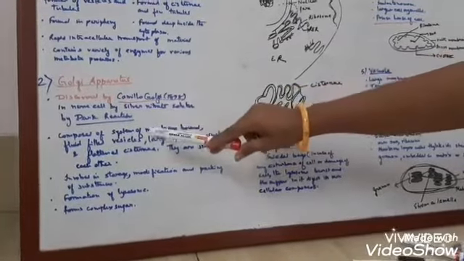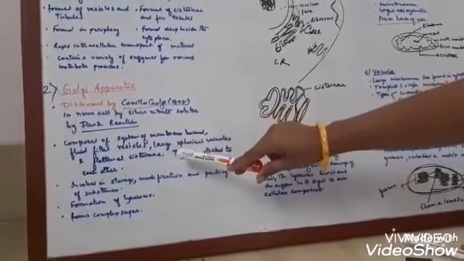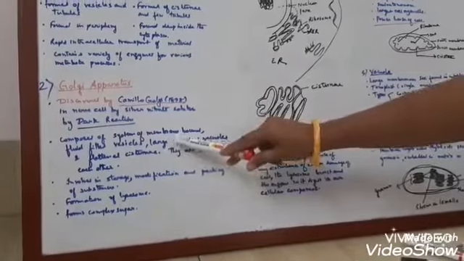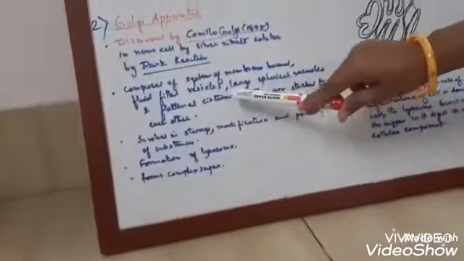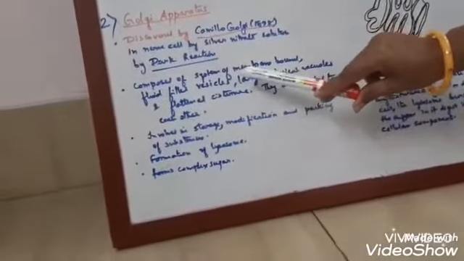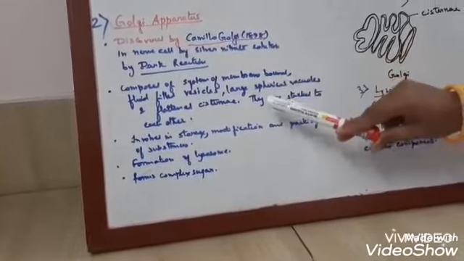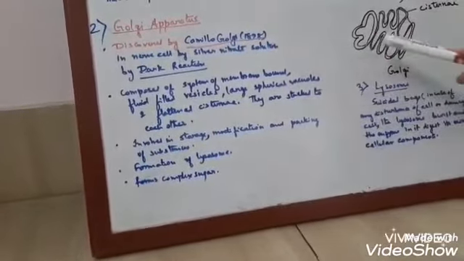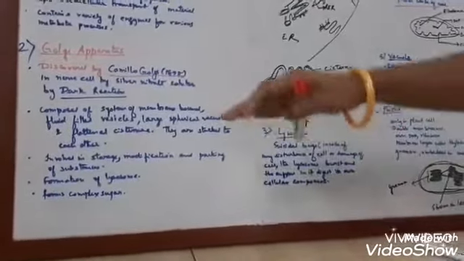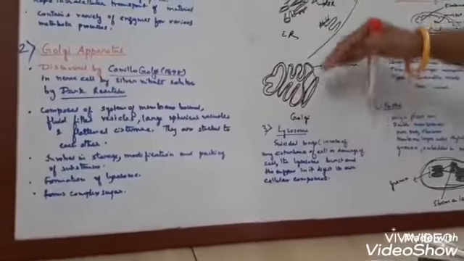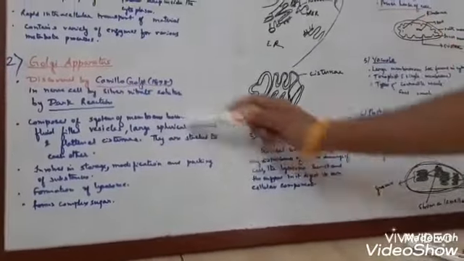Now this Golgi complex is composed of a system of membrane-bound fluid-filled vesicles. The next component of the Golgi is large spherical vacuoles, and the third component is flattened cisternae. So they are formed of membrane-bound fluid-filled vesicles, vacuoles and cisternae. These are stacked one upon another, just like when you keep books one upon another, the cisternae look like they are stacking upon one another. Now what are the functions of Golgi?